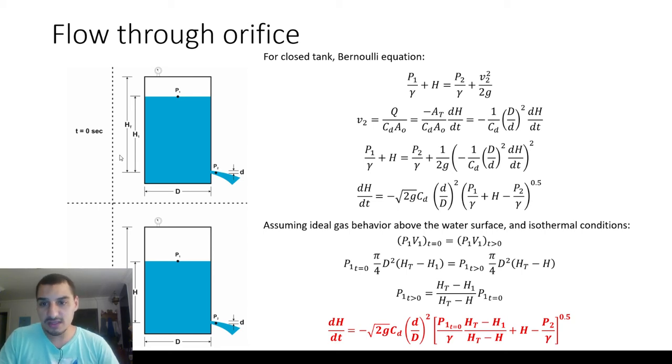And we say that HT is the total height of the tank. H1 is the height of the liquid in the very beginning at time equals 0, and h is the height of the liquid at any time t. And then by substituting, you would get that P1 here and put it there. It's going to be P1 at time equals 0 divided by gamma and multiplied by this term. So this is how I can describe the change of height with respect to time in case you have a closed tank.